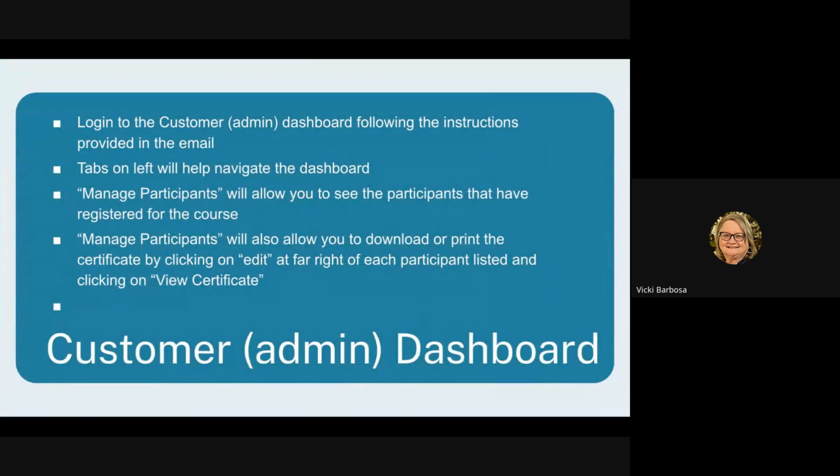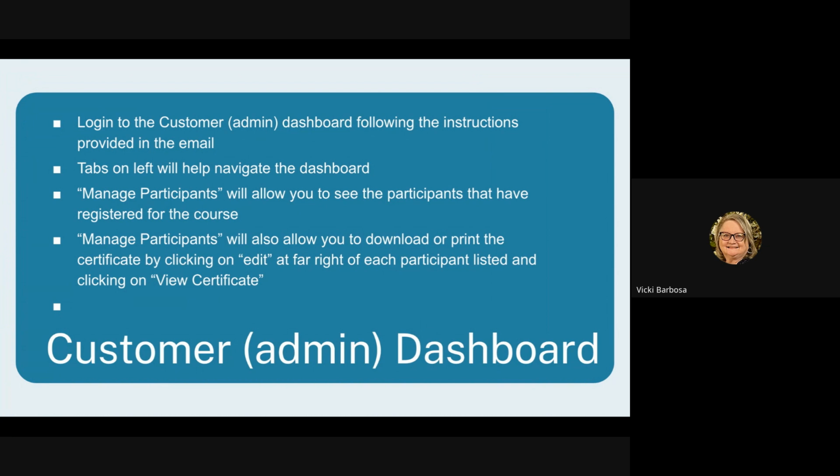The first thing you're going to do is log into the customer or admin dashboard, following the instructions that were provided in the email, and that was discussed in the previous video where we talked about what the customer admin email looks like. There are tabs on the left that are going to help you navigate this dashboard. There's only really two places that you might want to look at, and I'm going to go over those two places. The first one is Manage Participants.